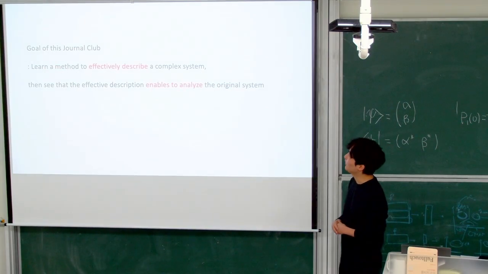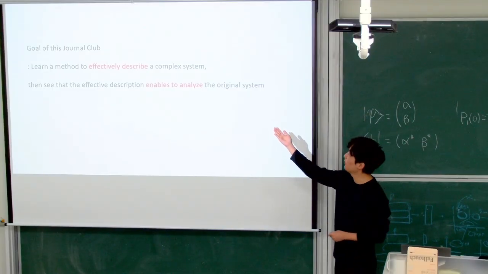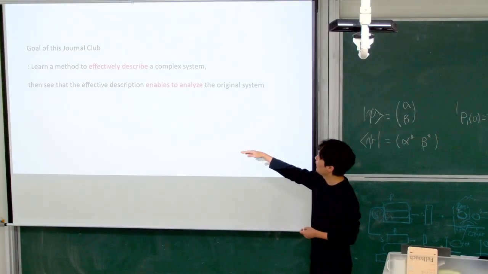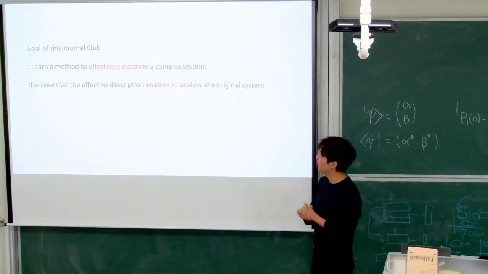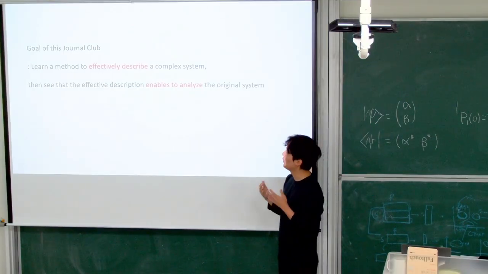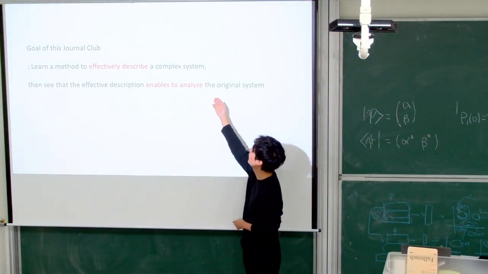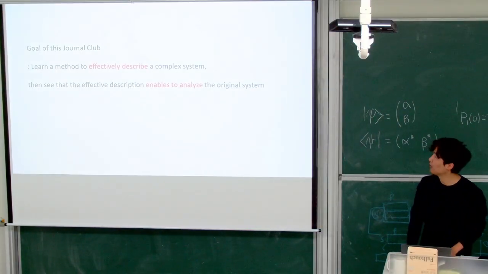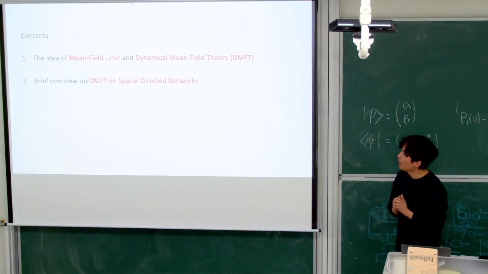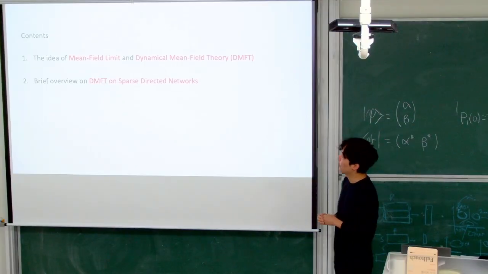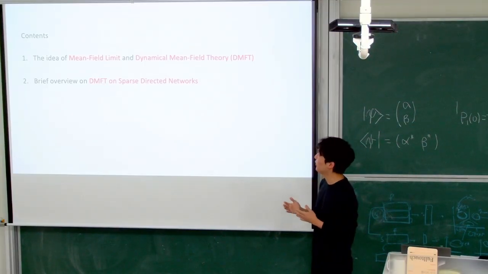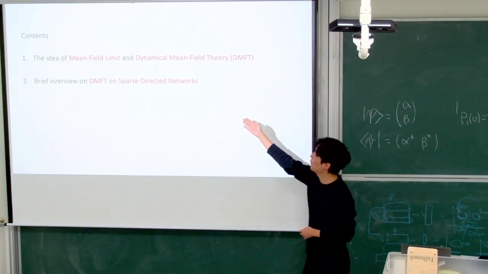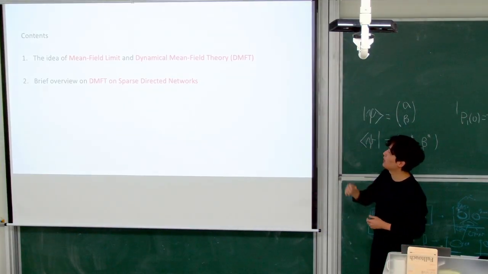So in one sentence, we want to learn a method which effectively describes a system, so that if we have an effective description, we can do something with that effective description. So we will learn what can be done with this effective description. So what is an effective description? Okay, an effective description is kind of a scaling limit or a multi-scale analysis. And in particular, we will learn what is called the mean-field limit, or in general, the dynamical mean-field theory.